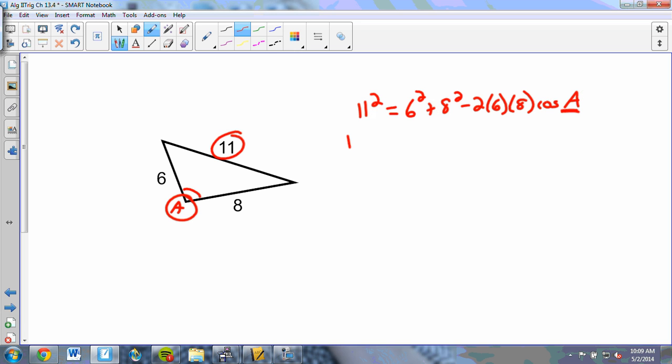Well, 11 squared is 121. 6 squared is 36. 8 squared is 64. 2 times 6 times 8 is 96. So if you switch around, it doesn't matter. These two here don't matter because it's addition, but this one definitely does, because I'm trying to find angle A.